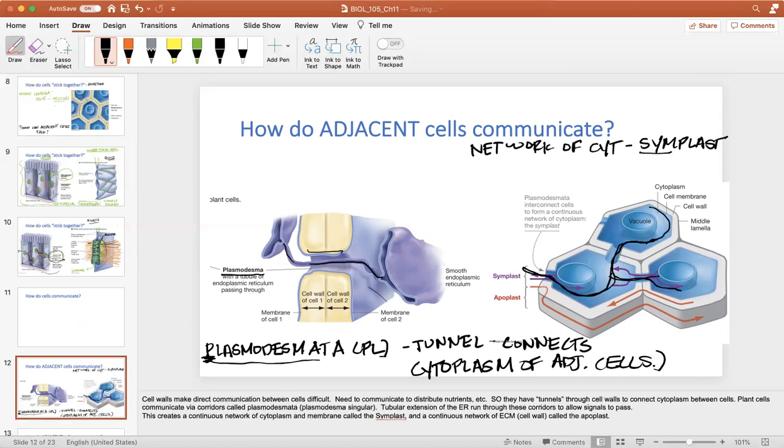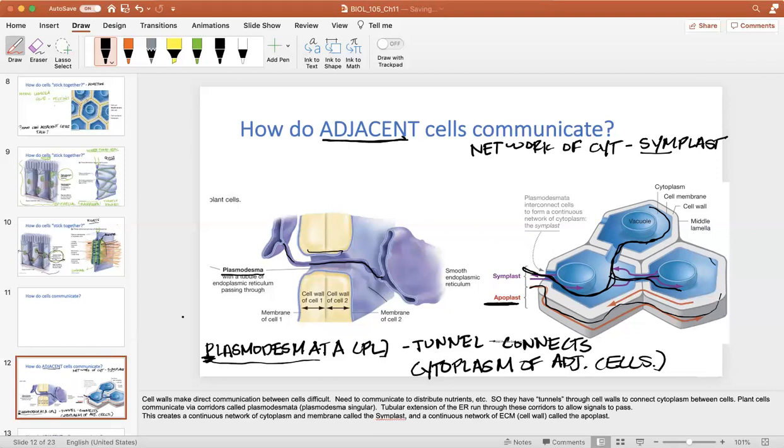Okay, sim means together, so that might help you remember that this is the symplast. Now, if you were to trace the cell walls, the external structures, you could also create a tunnel that was where these things are walled off. That is called, the external network is called the apoplast. All right. So that's how we can get next door neighbors to talk to one another in plant cells.